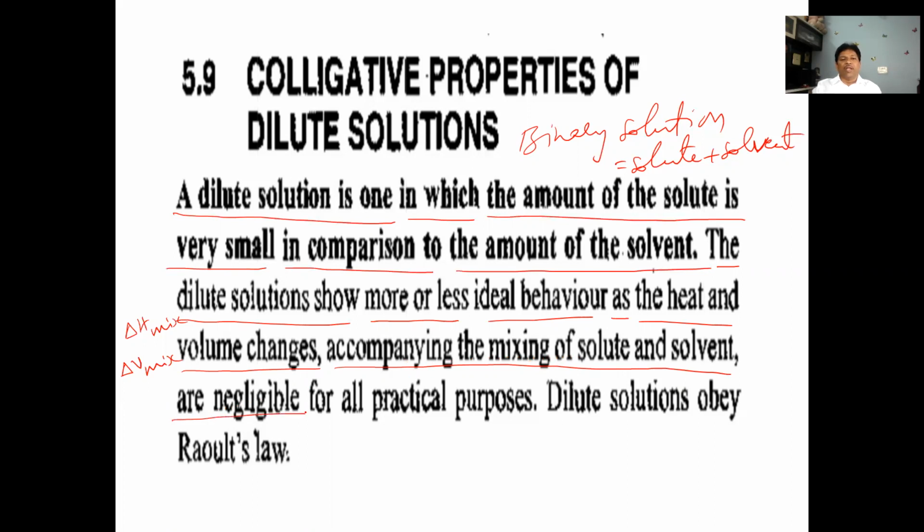are negligible. That means what? Delta H is nearly zero. Delta V also is nearly zero. So delta H mixing and delta V mixing, the enthalpy change of mixing and the volume change of mixing, will be negligible for all practical purposes. Dilute solutions obey, that means follow, Raoult's law.